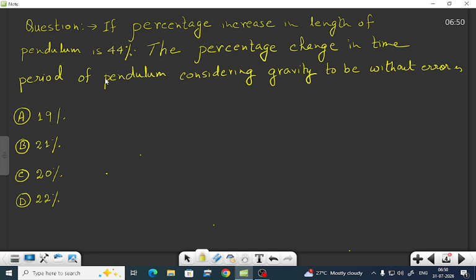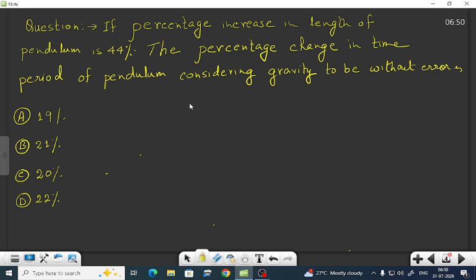Hello everyone. Today we shall discuss this question. If the percentage increase in the length of a pendulum is 44%, what is the percentage change in the time period of the pendulum, considering gravity to be without error? Here you see the percentage increase in the length of the pendulum is 44%.